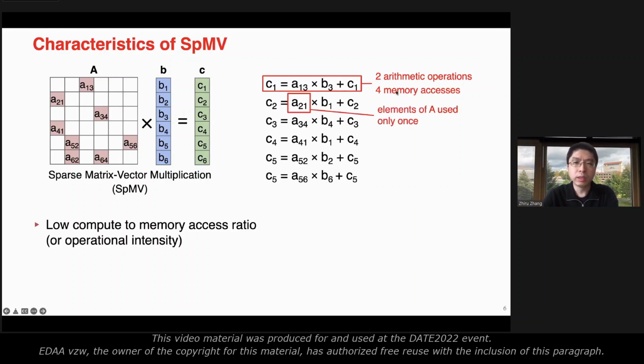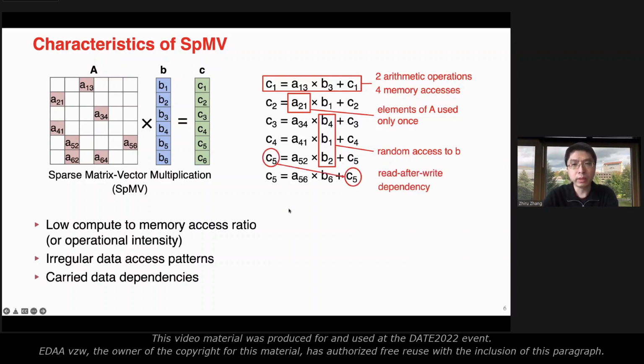And also we have low data reuse. If you look at the non-zeros of A, for each non-zero, we only use it once, which is also bad for operational intensity. In addition, if you look at the access patterns of the dense vector, we're actually doing random access, which makes the memory access pattern unstructured and irregular.